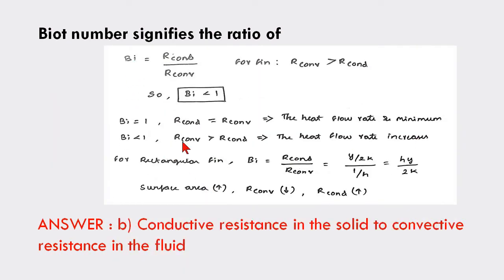So these are all the very important points related to Biot number in designing the fin, whether it is effective or not. Okay, so Biot number is the ratio of conduction resistance to the convective resistance. Okay, so actually if you consider the fin, conduction resistance is happening in the solid, right? Okay, so that is the fin area. So convection resistance in the fluid medium. Okay, so the option B is correct.